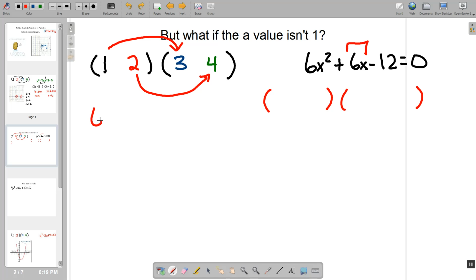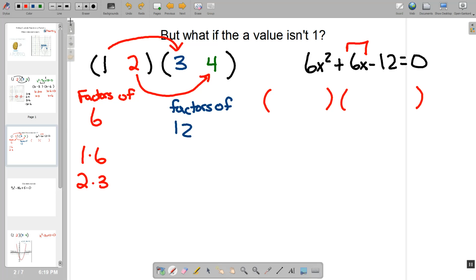So we are going to look at the factors of 6, and we're going to look at the factors of 12. Instead of just looking at the final number, we're going to look at the factors of the first number, or a, and our third number, or c. The factors of 6 are 1 times 6 and 2 times 3. And the factors of 12 are 1 times 12, 2 times 6, and 3 times 4.